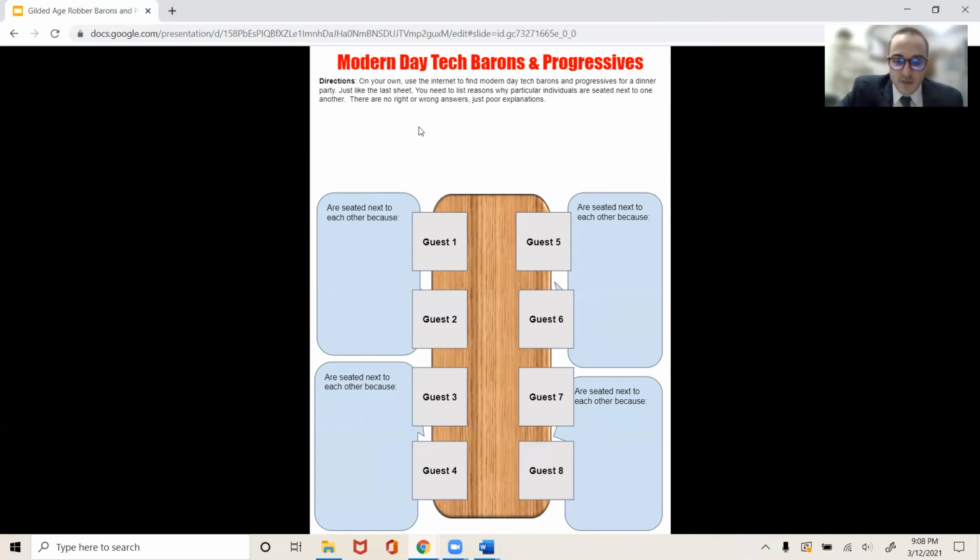and then make another dinner table for them. Just like the last one, you need to make an attempt and list something there. There are no wrong answers, just poor explanations. So make sure you've got something in there that they have in common and they can talk about, okay?